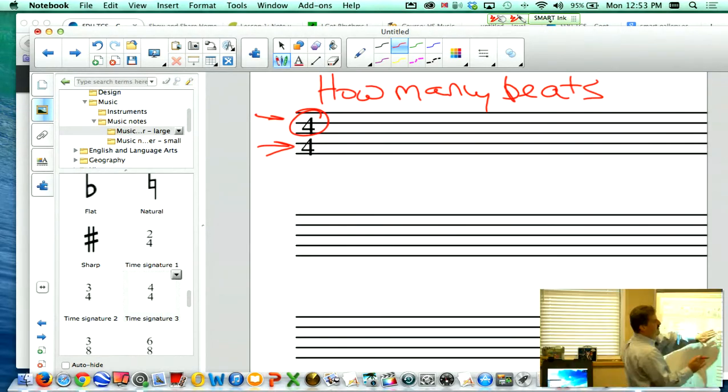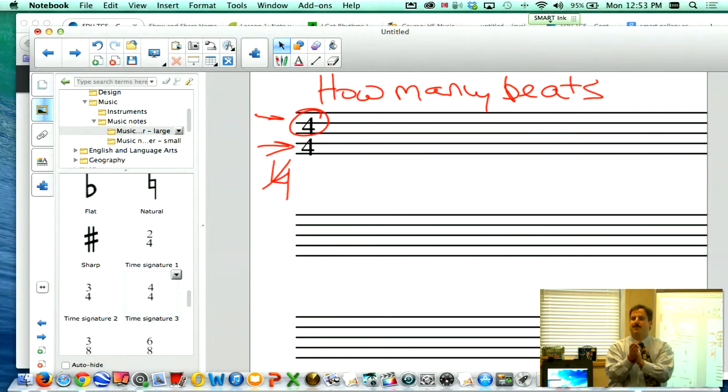If you cover the 4 up at the top and think about it as a 1, you could almost read it as a fraction. It would tell you that the quarter note gets the beat. The beat is what drives our music forward. It's the part that you clap along to. Okay? So let's put some music up here.